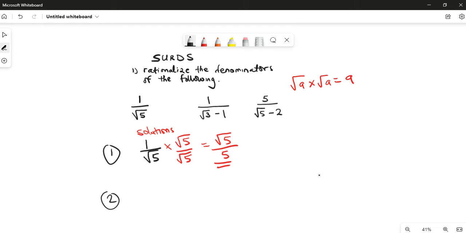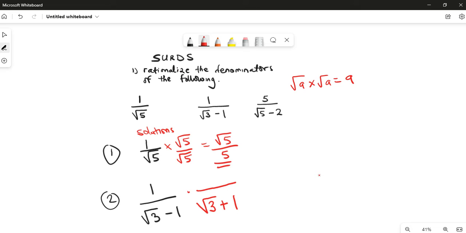Number 2. 1 over the square root of 3 minus 1. So we have to get rid of this square root of 3 in our denominator. We're going to multiply it by the conjugate. Remember, the conjugate just has the opposite sign. So if we have the square root of 3 minus 1, the conjugate would be the square root of 3 plus 1. It's only the sign that changes, but the expression remains the same.